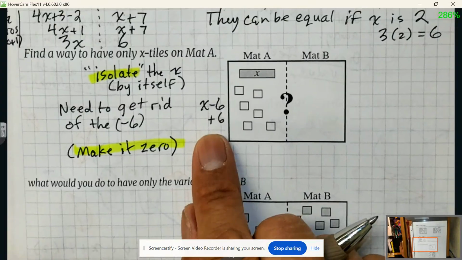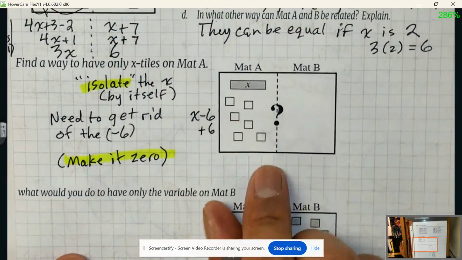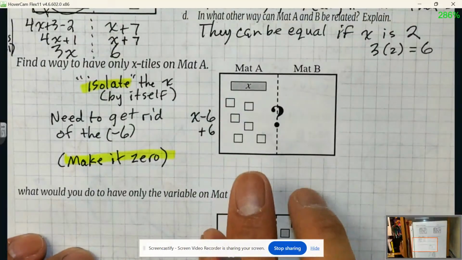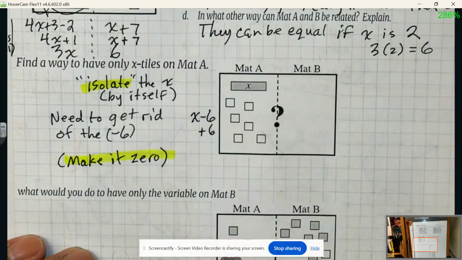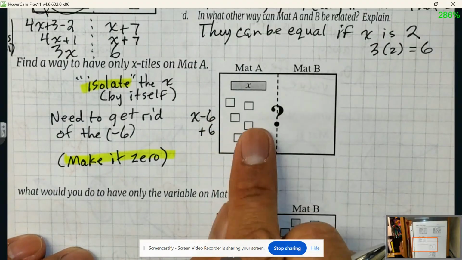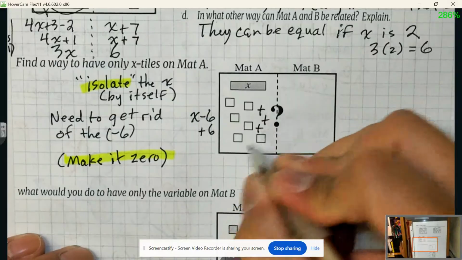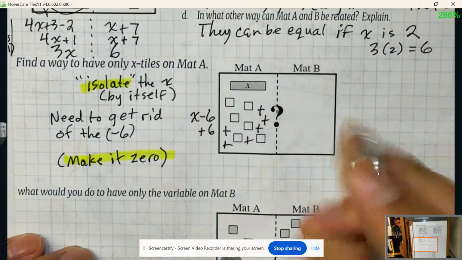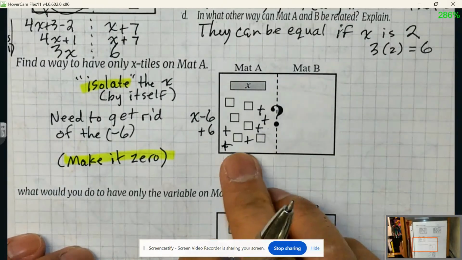Now, this will kind of upset the balance, because remember, this comparison mat is kind of like a balanced scale. Whether they're equal or not, there is a certain relationship between them. So if we add 6 to this side, we're going to go 1, 2, 3, 4, 5, 6. We're not going to bother doing the squares. We're just going to do the pluses to represent 1.